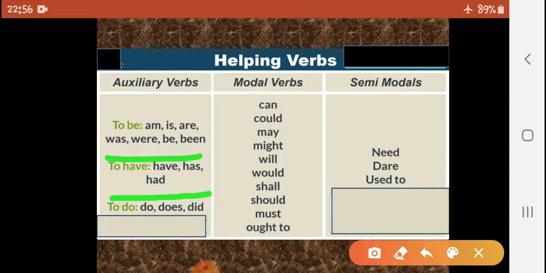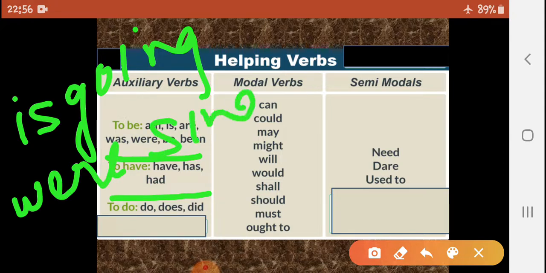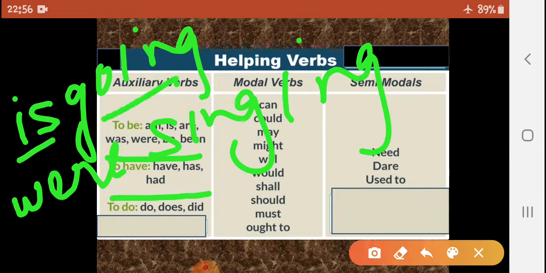But when the same verbs are used with a main verb, then they are known as helping verbs. What are they known as? They are known as helping verbs. For example, I write down is going, were singing. Now see, is is coming with going, and were is coming with singing.